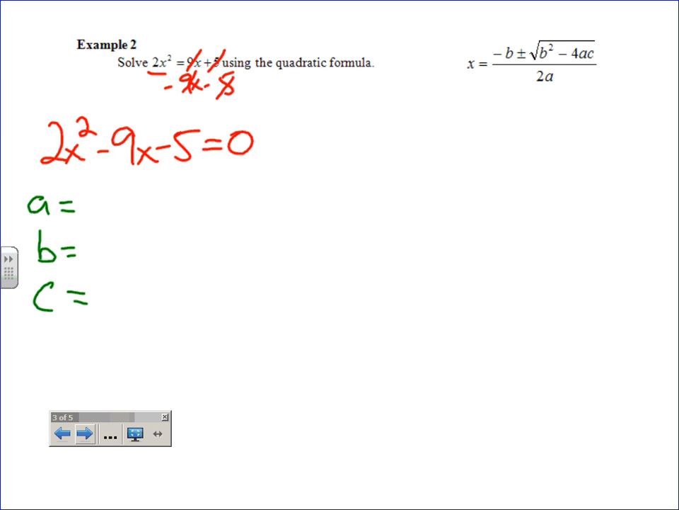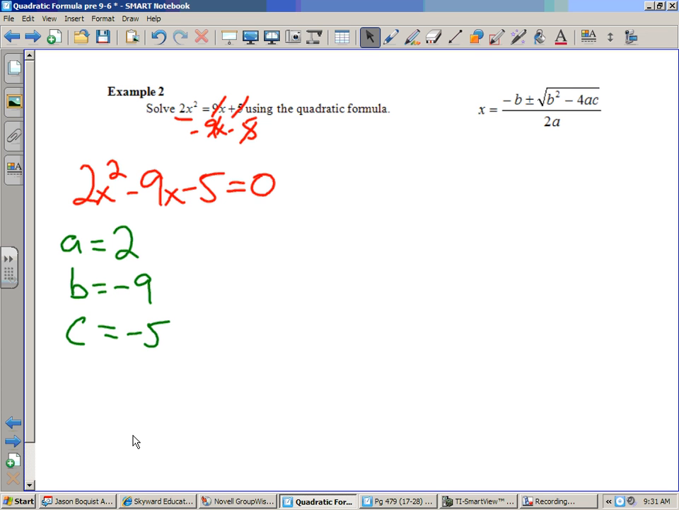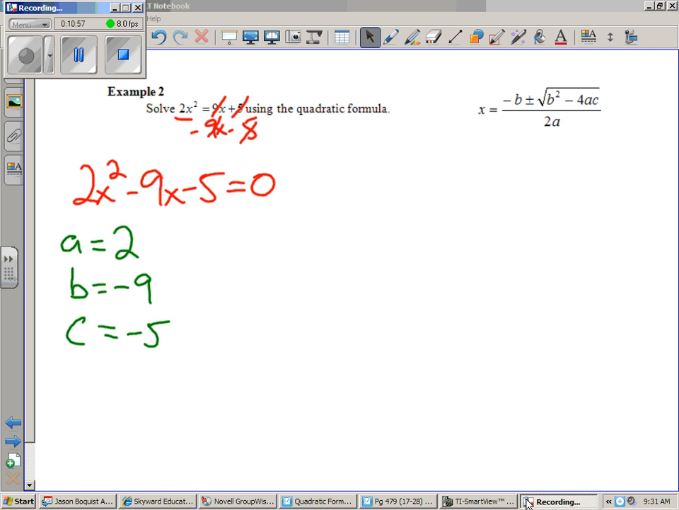So now, do you agree I have it in order? So what is A? It's just 2, just the coefficient. B is, careful, -9. C is -5. And now, go for it. Solve it. If you need to borrow a calculator from somebody, get to the point where you need the calculator, and then borrow it.